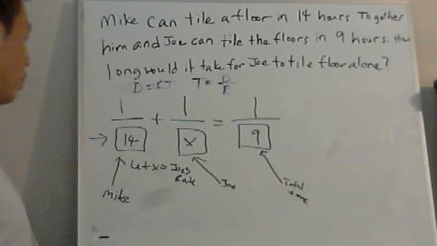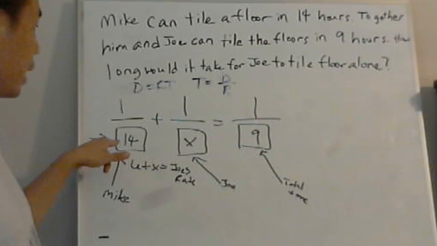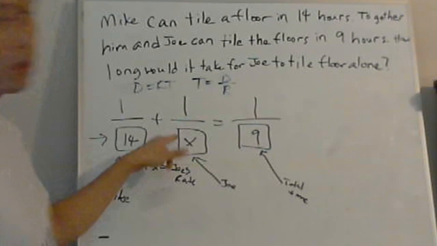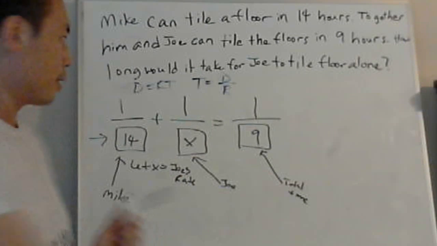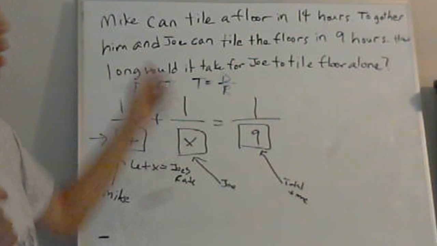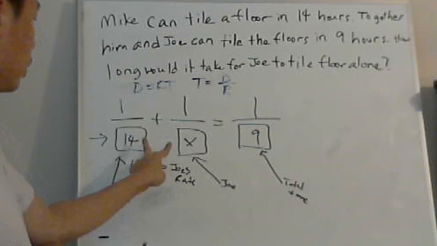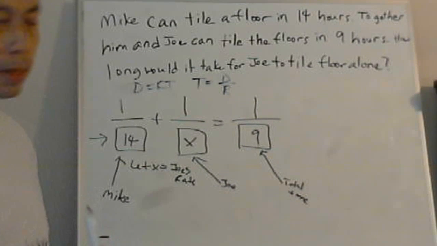So the standard formula is basically 1 over the time of the person plus 1 over the time of the other person. And if there's 3 people, you add another one, and so on. If there's 4 people, you're going to have 4 of them. But in this example, there are only 2 of them, so we're going to have only 2. And that's equal to 1 over the total time it would take for them to finish it.